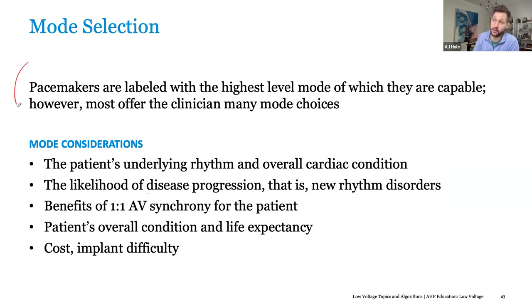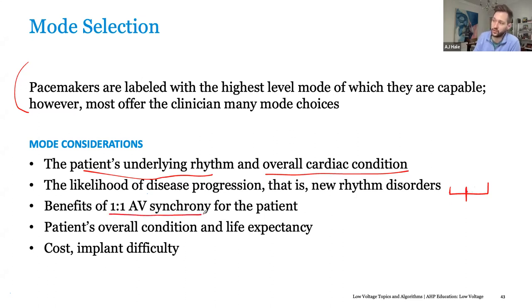So mode selection, we've already talked about this quite a bit, but the big things we're looking at are: what's the underlying rhythm for the patient? What's their overall cardiac condition? Are we trying to decrease the amount of ventricular pacing? Are we going to see disease progression? Do we think that they're going to have more AV degradation? Do we need to leave a longer AV delay because we won't see this patient at follow-up? Things like that. Do they not have conduction at all? Do we need to have short AV delays?